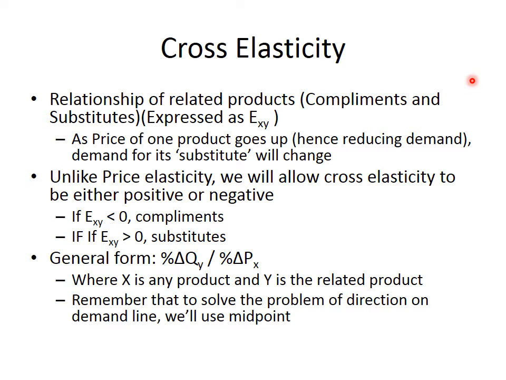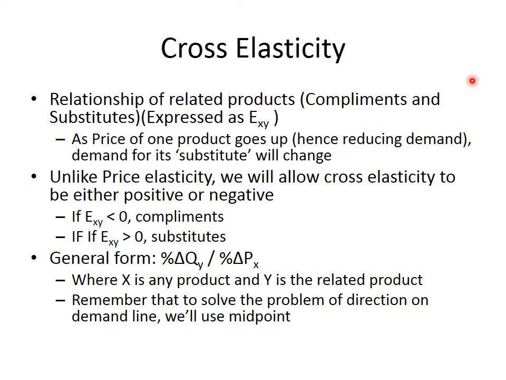Now, let's review what we know from related goods, from the introduction to demand. We have two types of related goods: complementary products and substitute products. Let's look at how they work. If there is a price change in a product, for example a price increase, the demand for that product is going to drop. If another product is a substitute, the demand for the substitute product will go up.